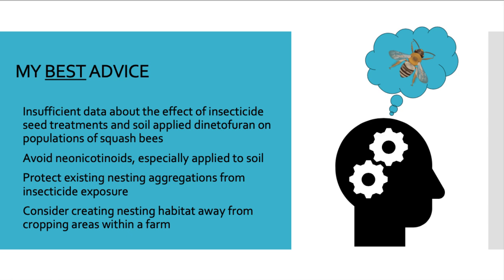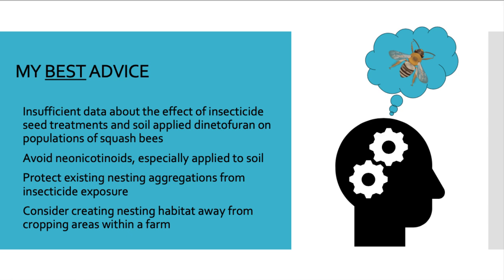And then the last one is to consider creating nesting habitat away from cropping areas within a farm. This can be done. I've seen it done. And I've seen a farmer start with 5 nests and within 3 years end up with 100 nests on a lawn.